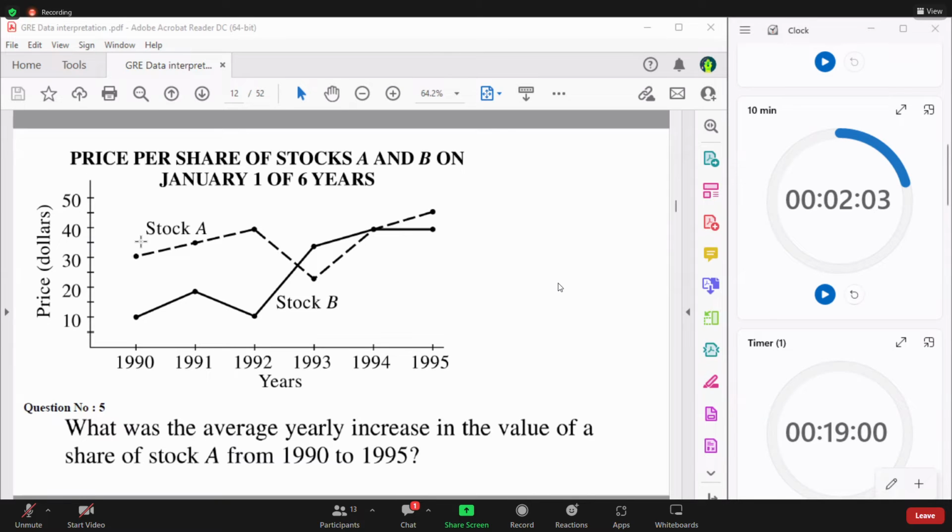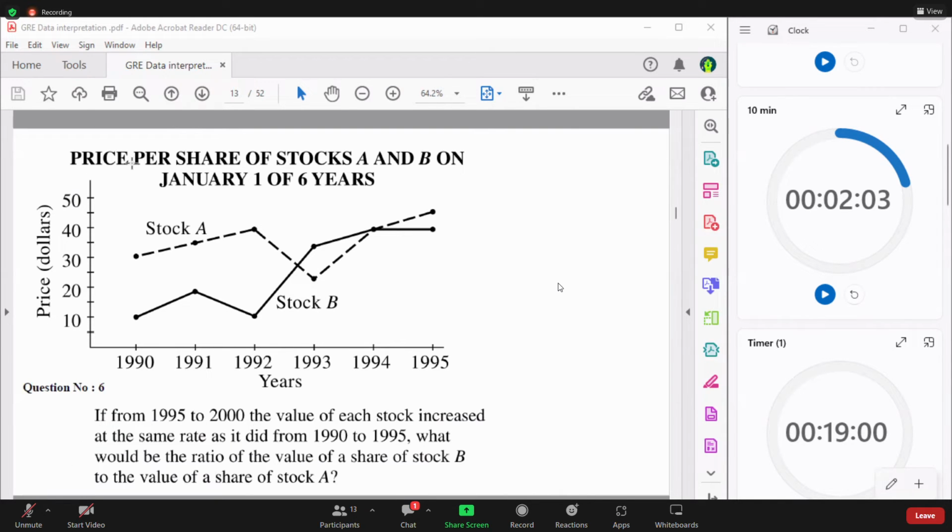Next, we have: if from 1995 to 2000, the value of each stock increases at the same rate as it did from 1990 to 95, then what would be the ratio of the value of a share of stock B to the value of a share of stock A? Yes, would anyone like to answer this? Same method, sir. It'll be 7:6. No. How come 7:6? Explain.